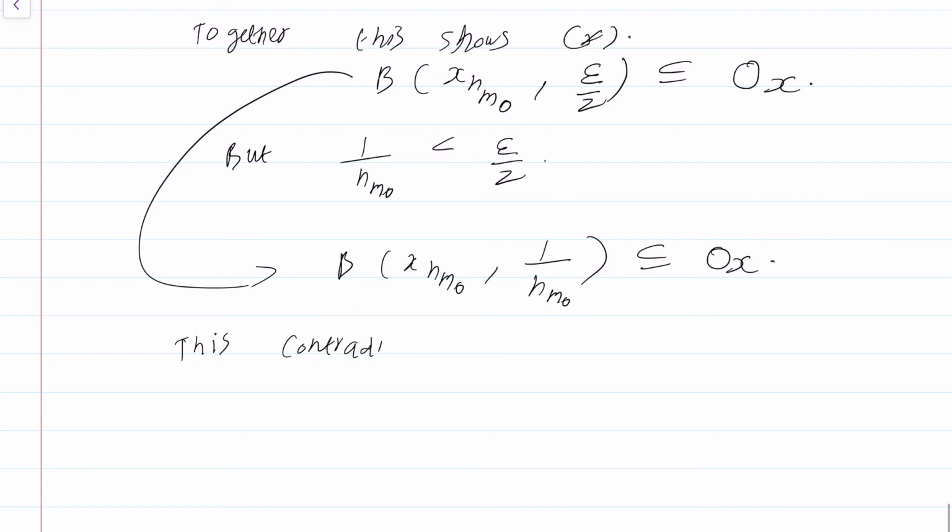the definition, or rather the choice of n_m0. We had intentionally chosen this point x_{n_m0} as a point such that no element in this open cover can contain B(x_{n_m0}, 1 by n_m0). But we have shown that B(x_{n_m0}, 1 by n_m0) is contained in O_x. This proves the theorem. This proves the lemma actually.